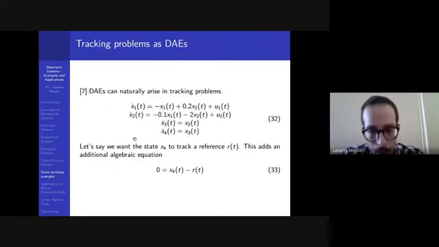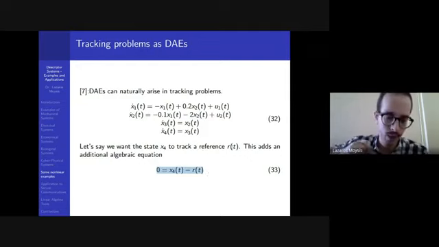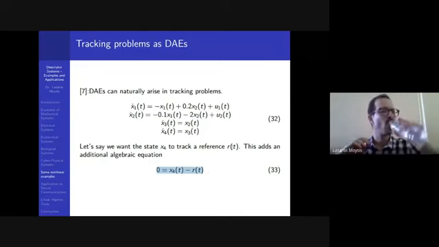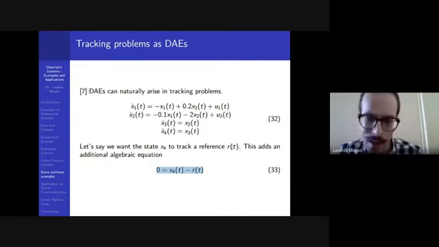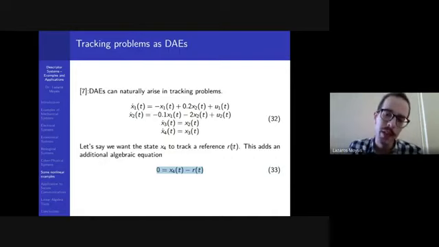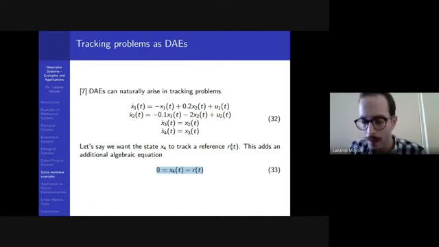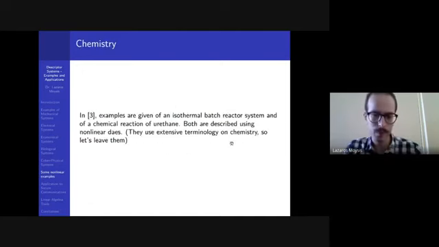Another case is tracking problems. For example, here we have a simple state space system, but let's say the output of the system needs to follow a reference that may be, for example, nonlinear. So again, this leads to an algebraic equation. So again, we may want to consider tracking problems, which are classic control problems, as differential algebraic equation problems.